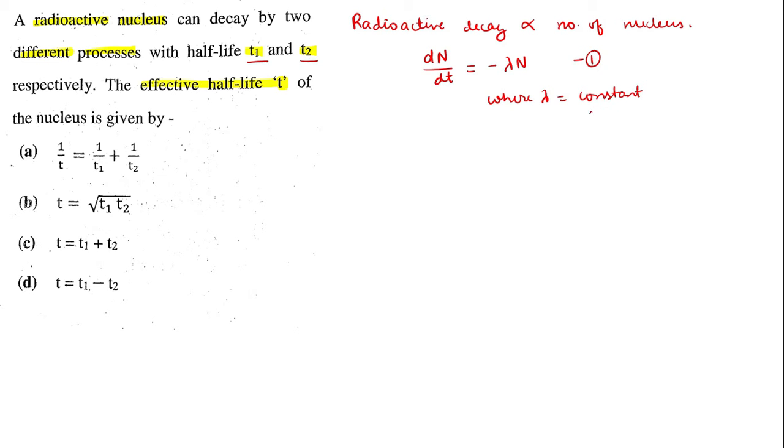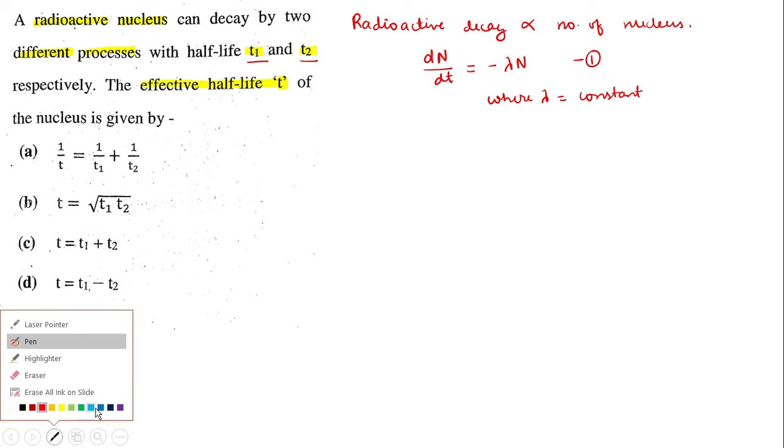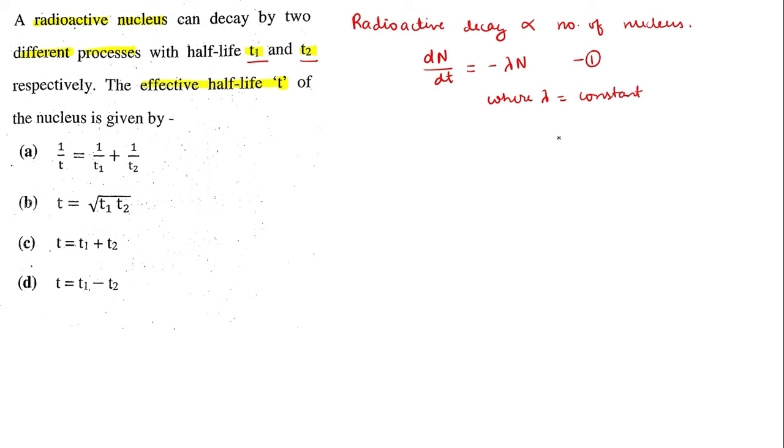Now, this lambda is related to half-life. This lambda is related to half-life by the formula lambda is equal to ln2 by t half. Okay, this is our formula. Now we have to find the total decay rate, that is the effective decay rate.